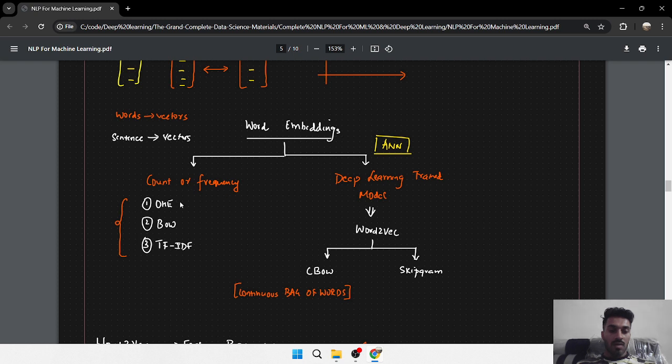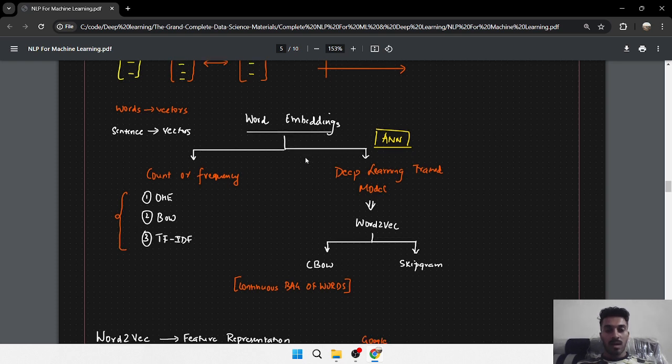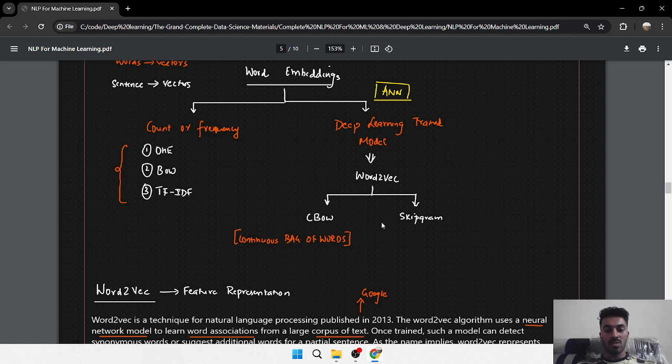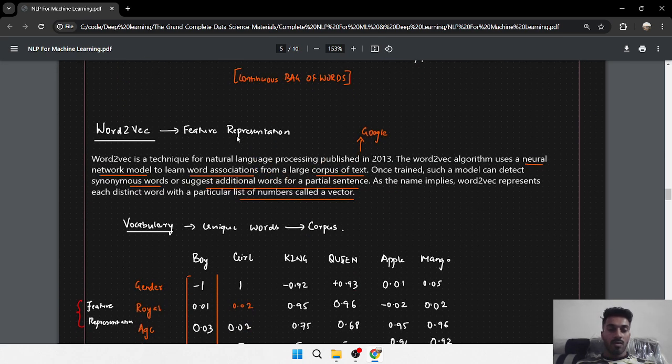In count of frequency we have one hot encoding, bag of words, and TF-IDF, which we have done. Now in deep learning, to train a model we use word embedding techniques. In word embedding we have continuous bag of words and skip gram. Let's see what continuous bag of words and skip grams are. So Word2Vec, or feature representation, is the same, we can say the same meaning according to word embedding.